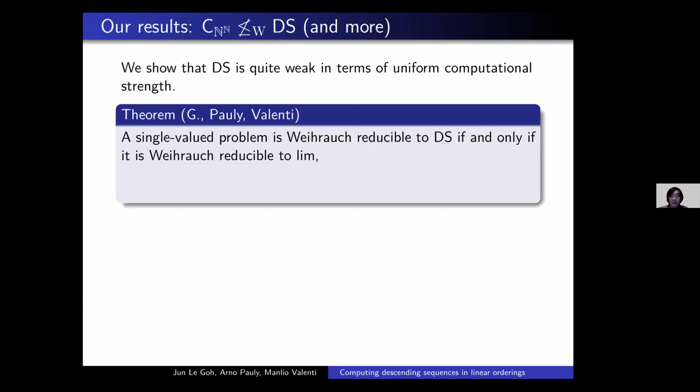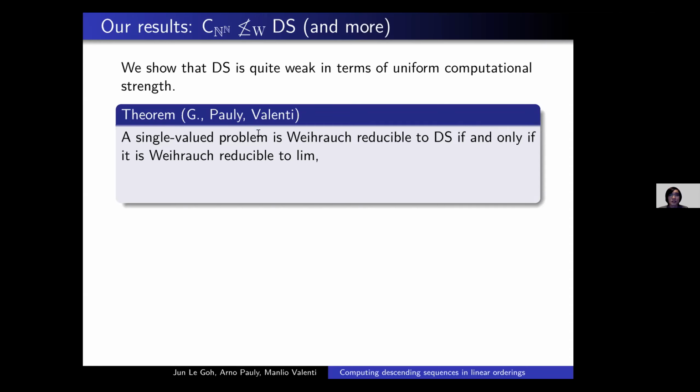For example, the problem lim that we saw. That's the problem of, given a convergent sequence in N to the N, compute its limit. So that is a single valued problem, right? Because a convergent sequence has a unique limit. And in fact, we showed that every single valued problem which reduces to DS actually just reduces to lim. And this is an if and only if, because it's also not hard to show that lim itself reduces to DS.